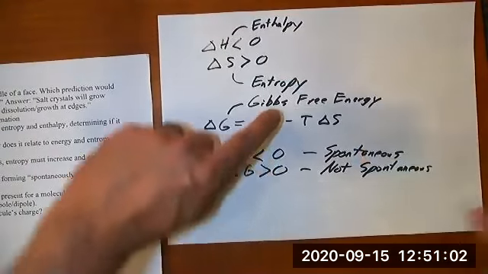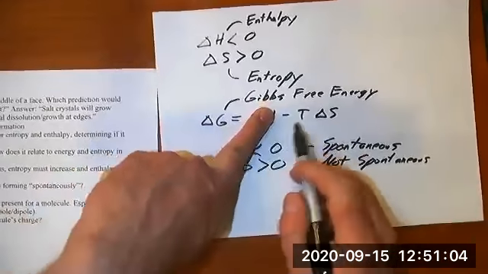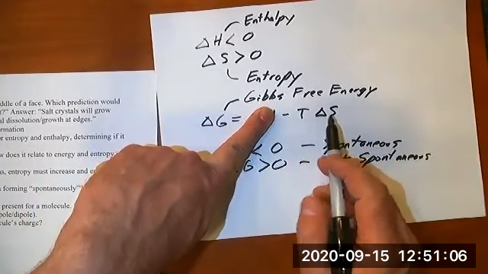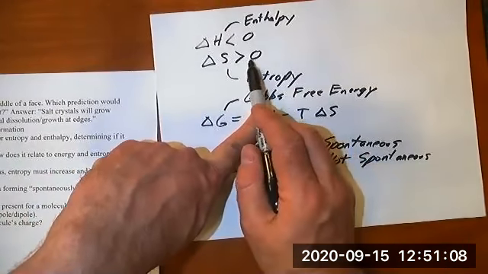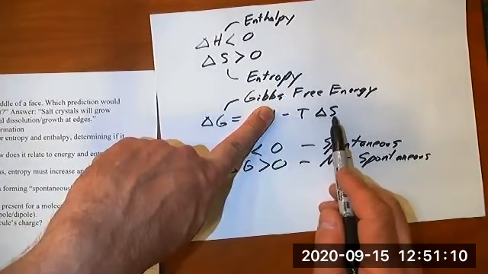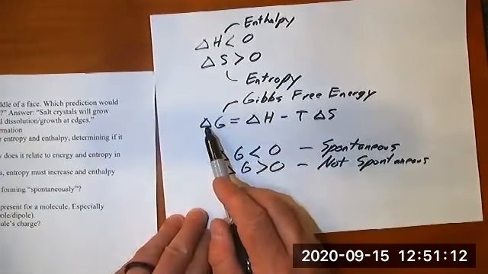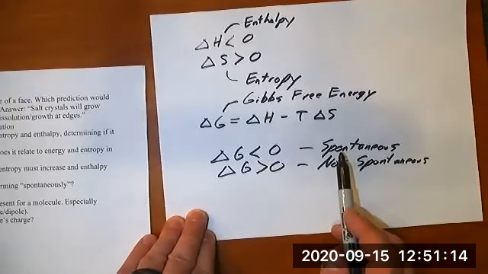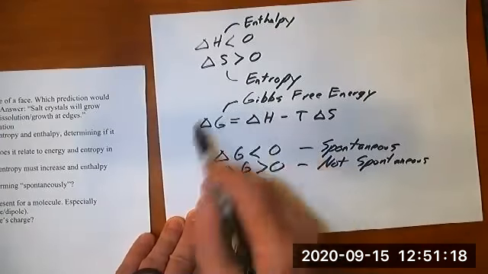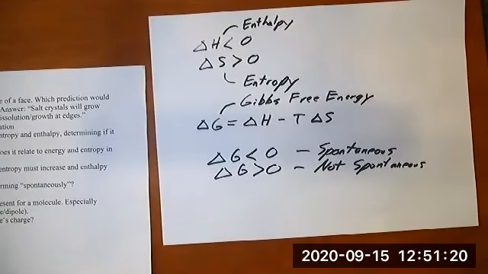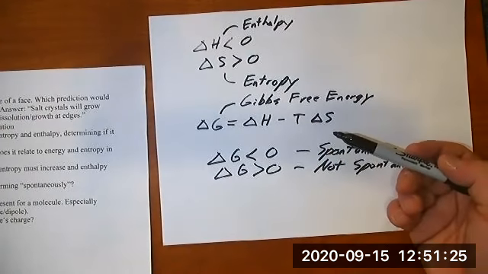If we didn't have to worry about the delta H part, we have a negative T delta S. And so delta S greater than 0, when T is greater than 0, means delta G would be less than 0, which is still spontaneous, right? So this one thing encapsulates spontaneity, but it tells you what to do if they're pointing in different directions.